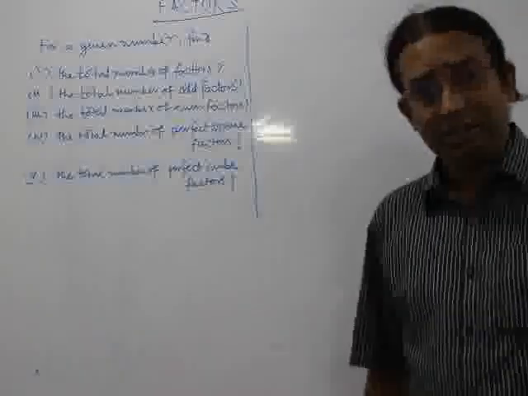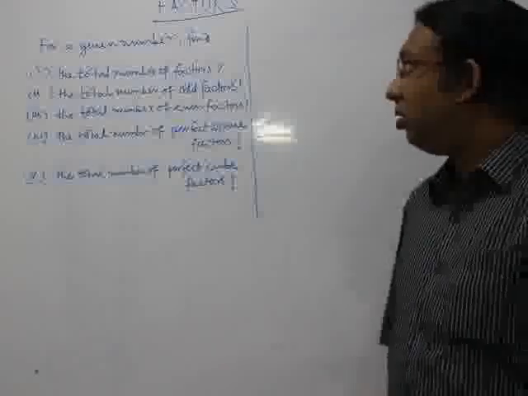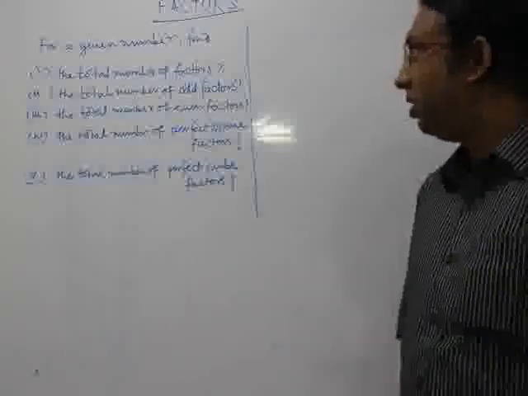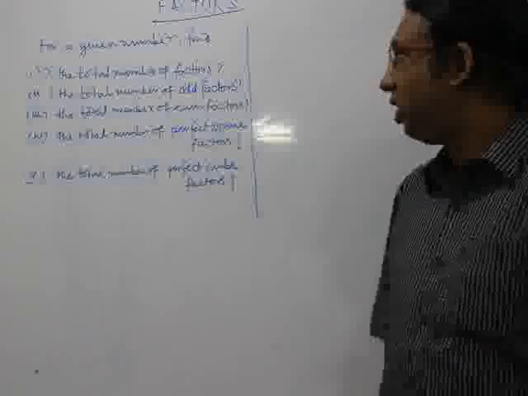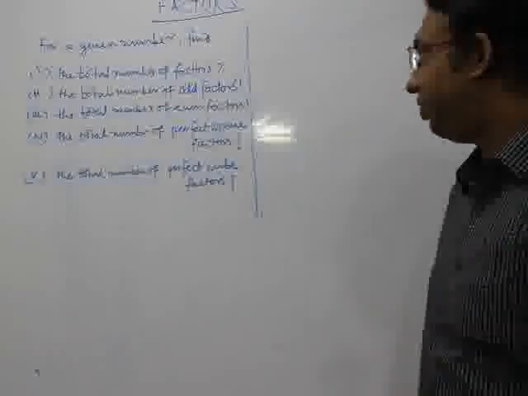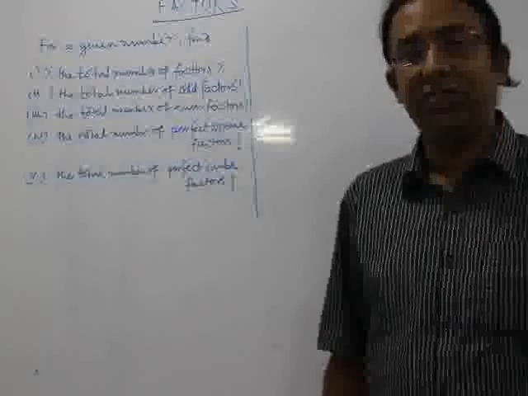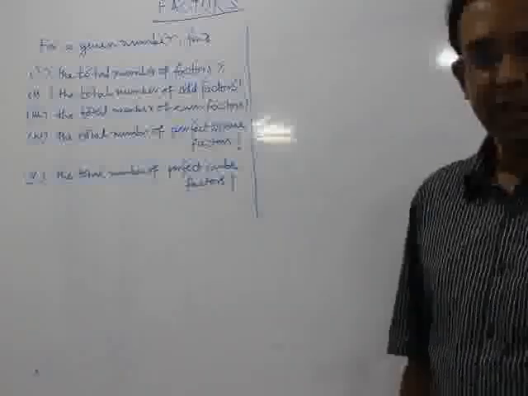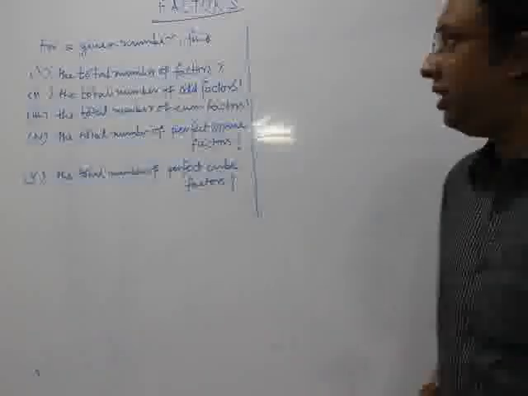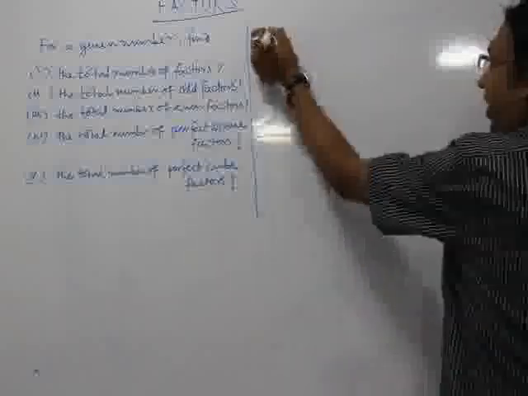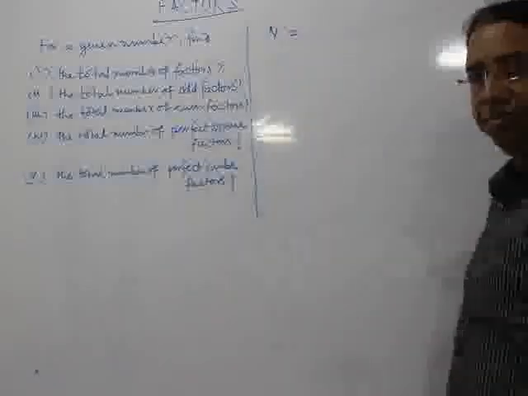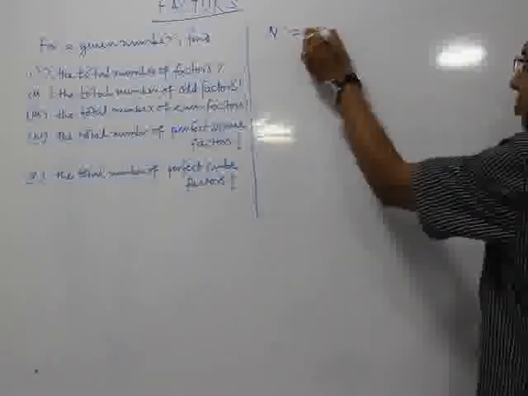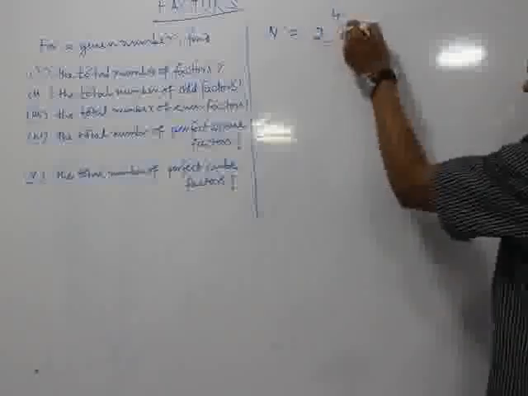Now, the questions are total number of factors, total number of odd factors, total number of even factors, total number of perfect square factors, and total number of perfect cube factors for any given number. How do we find it? Now let us take a number n is equal to 2 to the power 4 into 3 to the power 5.